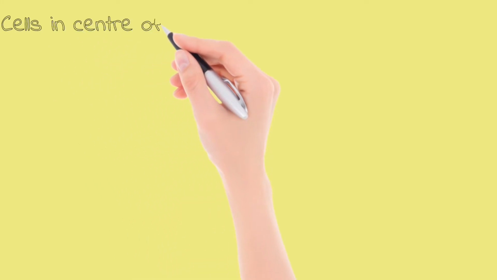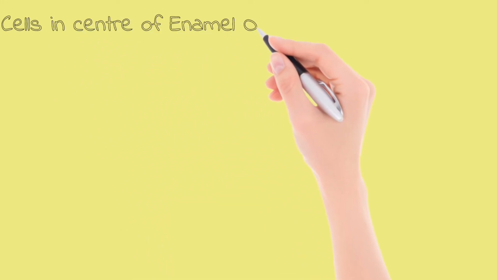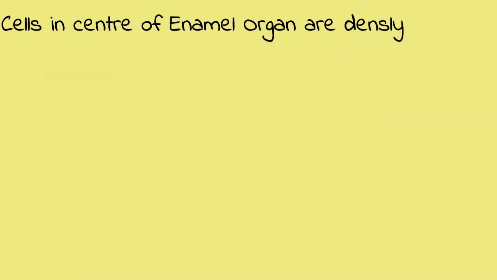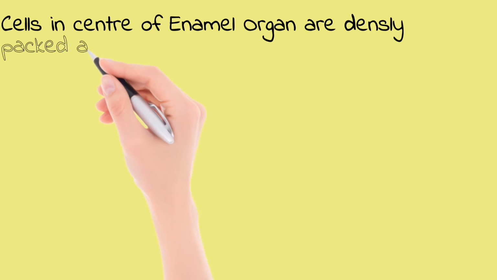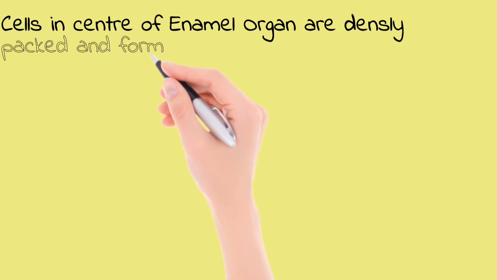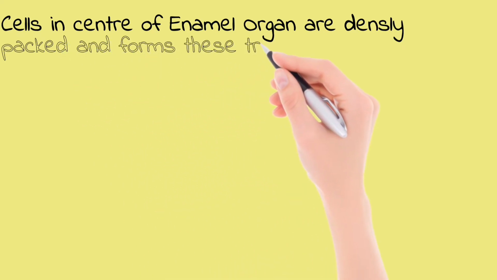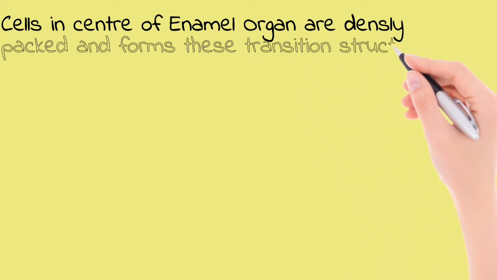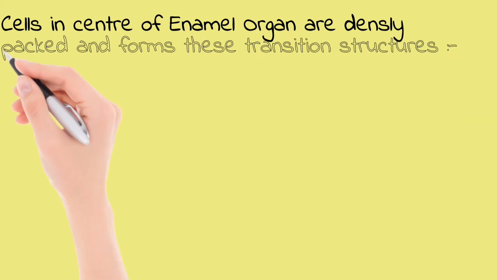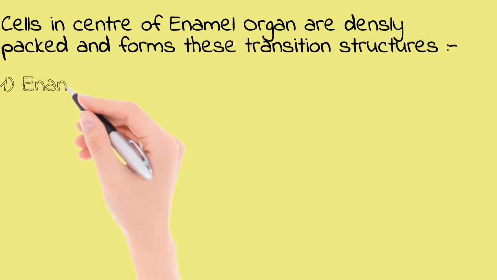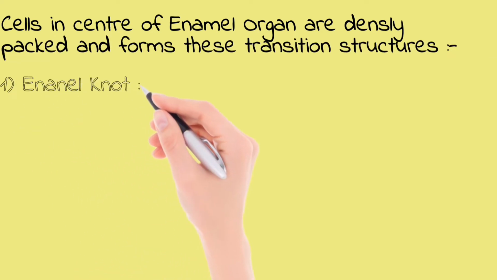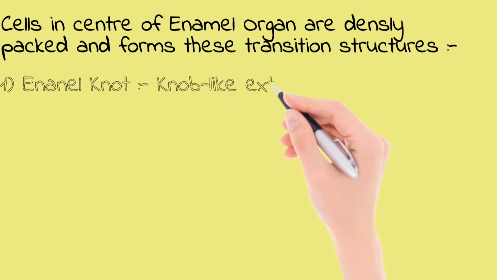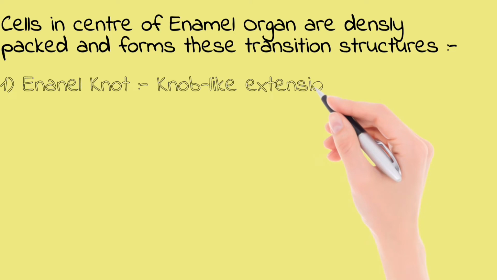So the cells in the center of the enamel organ. I repeat, these cells are present in the center of the enamel organ, they are densely packed, and these are transitional in forms. First, we have enamel knot. So what are enamel knots? Enamel knots are the knob-like extensions of the cells. These are like knobs, so the name is given as the enamel knot.